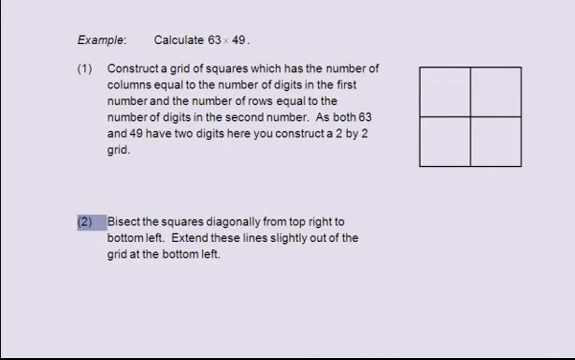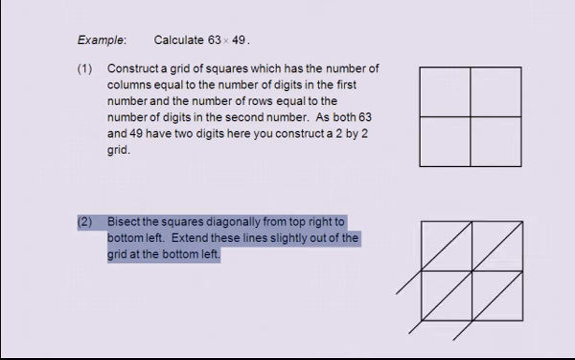Step 2. Bisect the squares diagonally from top right to bottom left. Extend these lines slightly out of the grid at the bottom left, like this.